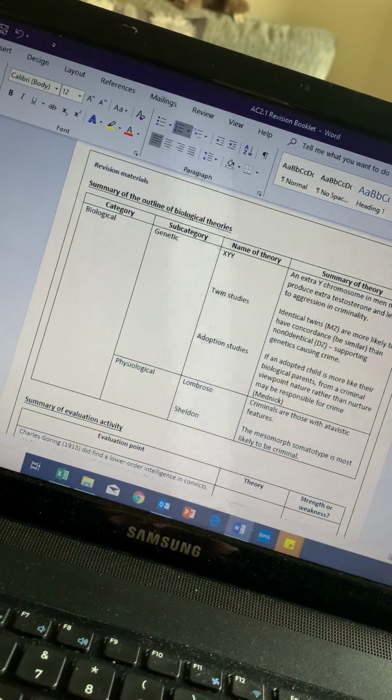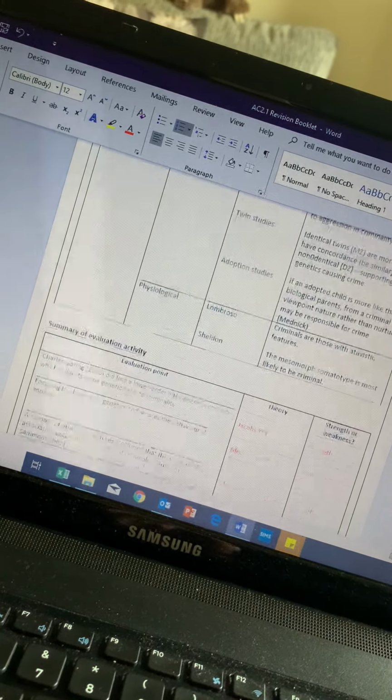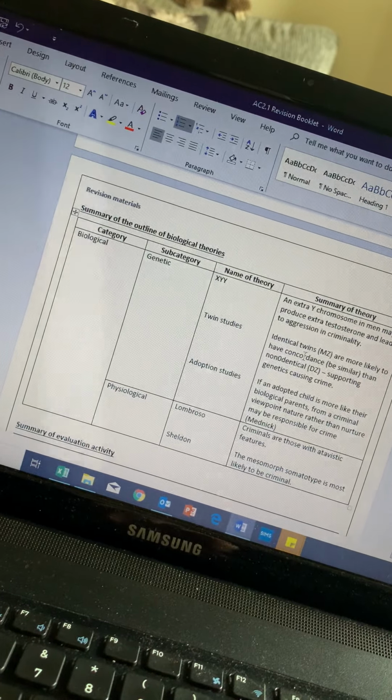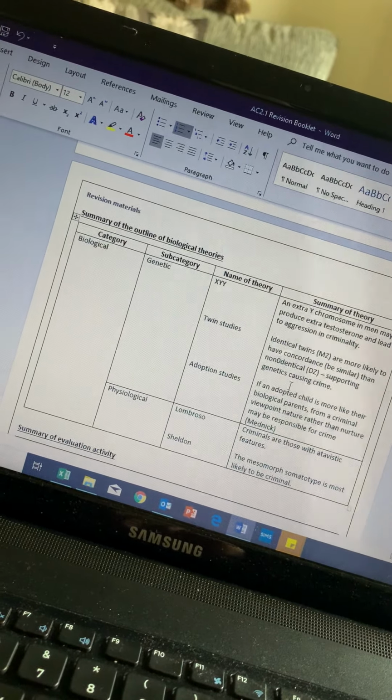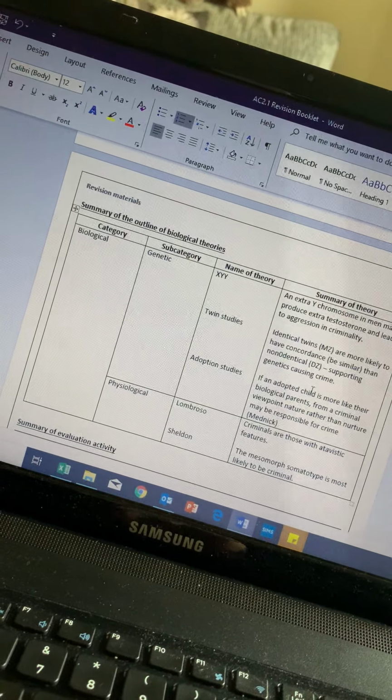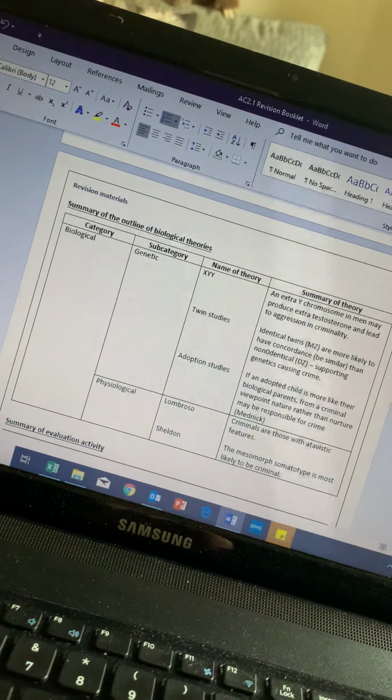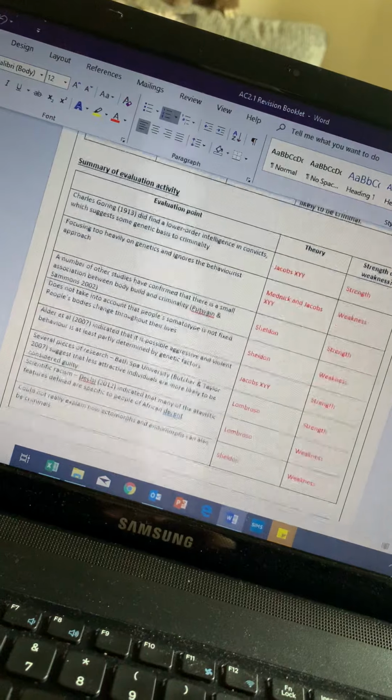So, summary of information, I'm not going to go through that. Again, this is just a very, as you can see, very basic summary of all the different types of theories. So obviously make sure you're using that in addition to your class notes as well.